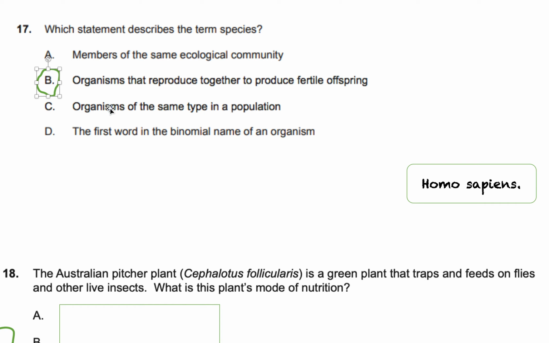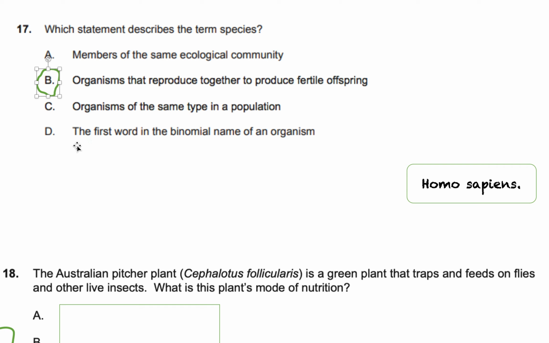This sentence is really weird. It's so broad, so it's not technically correct. In a population, a single population only has one species. But the same type, that's kind of broad. That's not being specific. So C wouldn't be an answer. You can't just say same type, because same type can mean anything. Same type of what? Same type of hair, height, you know what I mean? Type is very, very broad, and that's not accurate as a definition.